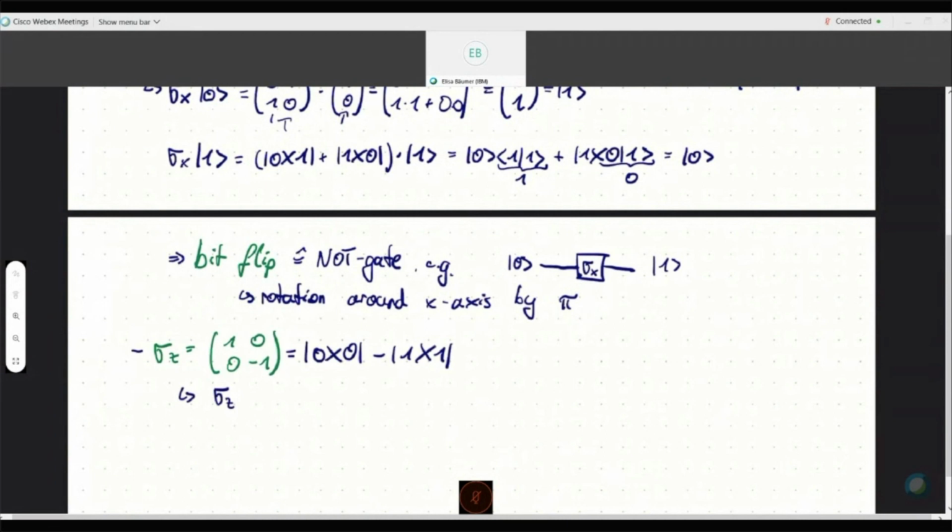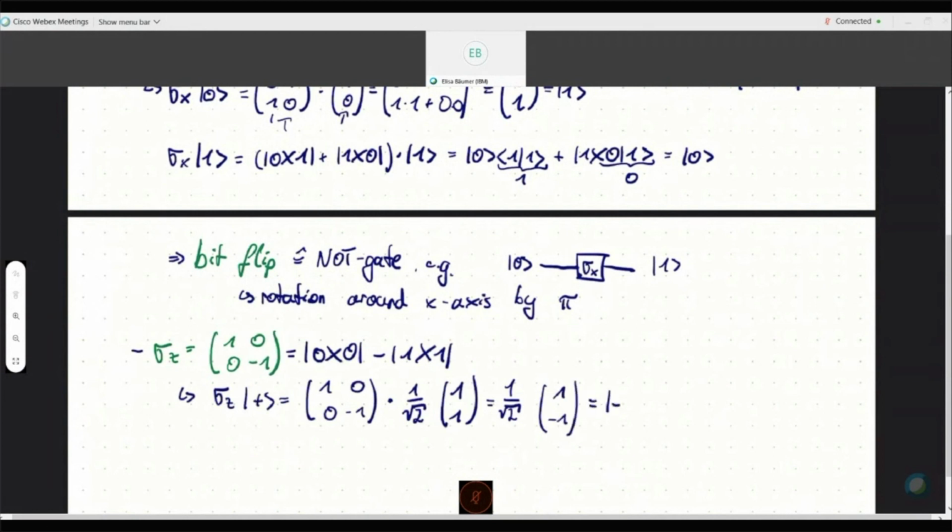But let's instead look at what happens when we apply it to the plus state. Let's do it again in matrix notation. We have our matrix. We multiply it with the plus state. The plus state is 1 over square root of 2 times 1, 1. We can pull this prefactor to the front. Then if we do matrix multiplication, we get 1 and minus 1. And this is exactly the minus state. And in a very similar way, if we apply sigma Z to the minus state, let's do it one more time in Dirac notation.